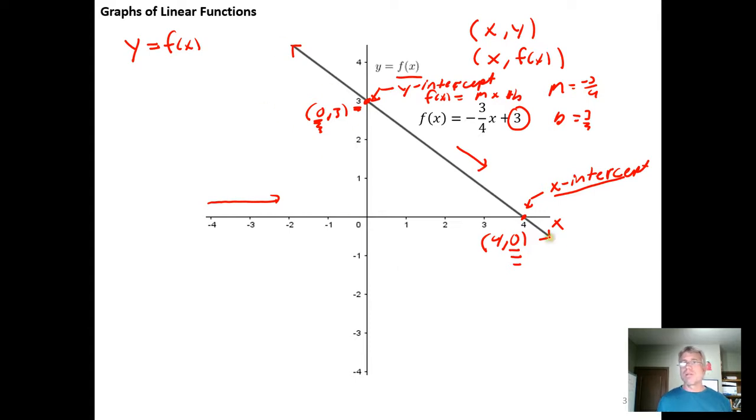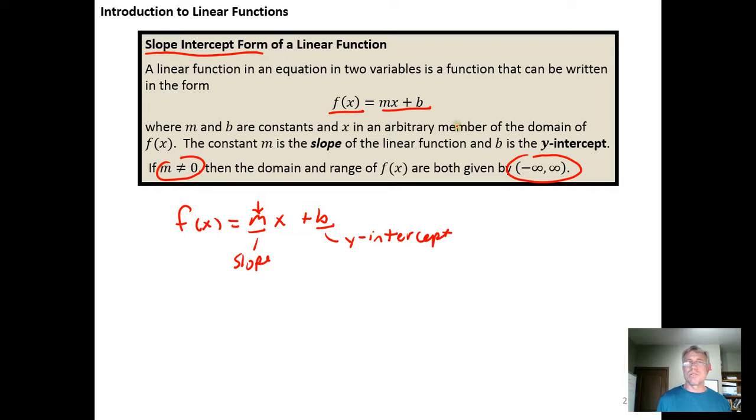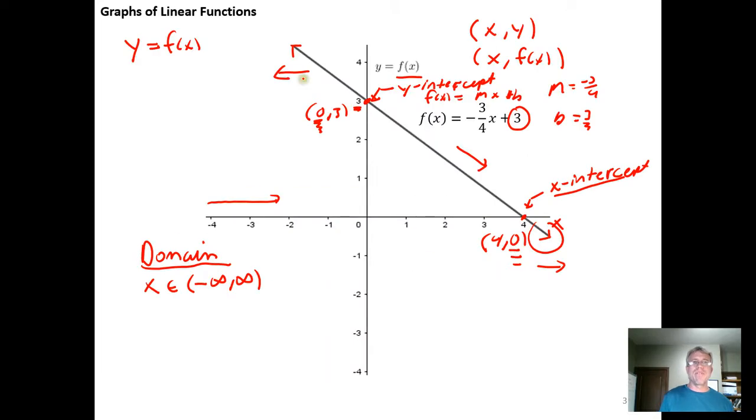When we look at the arrows on the end of the graph, we see that the x-coordinates are running infinitely far to the left, and from this arrow down here, they're moving infinitely far to the right. So we see that for this linear function, the domain is x is an element of the open interval from negative infinity to infinity. And that's what the first slide was indicating. As long as that slope isn't 0, both the domain and range should always be negative infinity to infinity. We just want to drive that home.